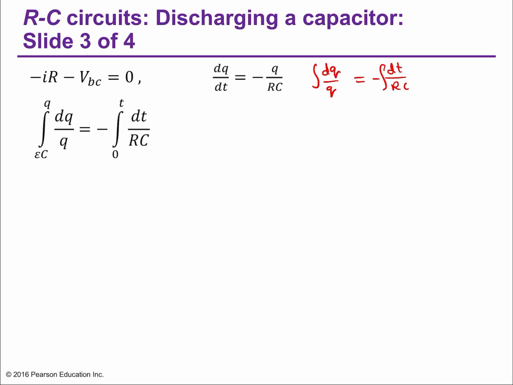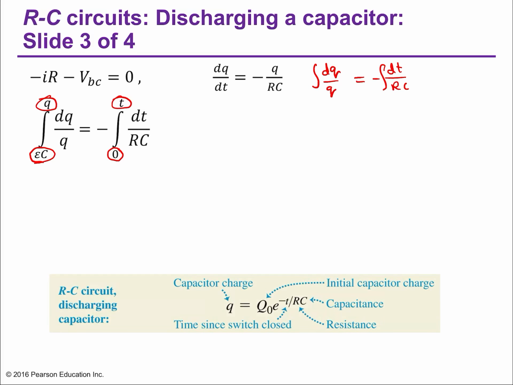Notice that when you close the switch at t equals 0, that corresponds to the initial charge on the plates of the capacitor, which is Q naught, or E times C. And at a later time t, the charge has decreased to a value Q. So these would be the limits of your integrals. And next you have to solve the integrals, and the integral on the left clearly is the natural log of Q, and the integral on the right is simply t divided by RC.